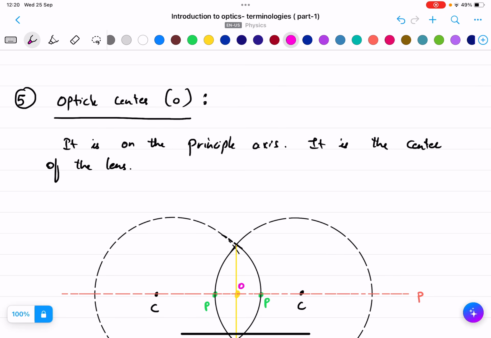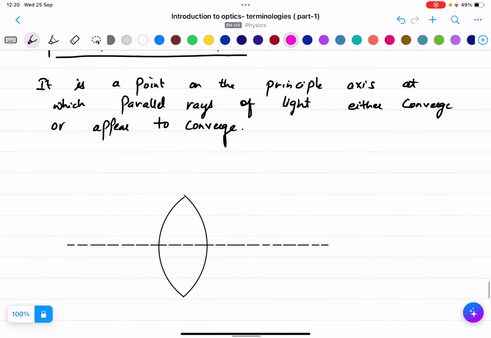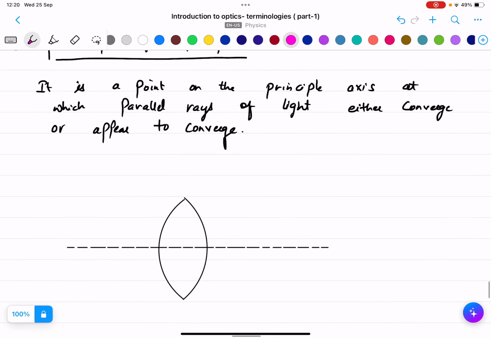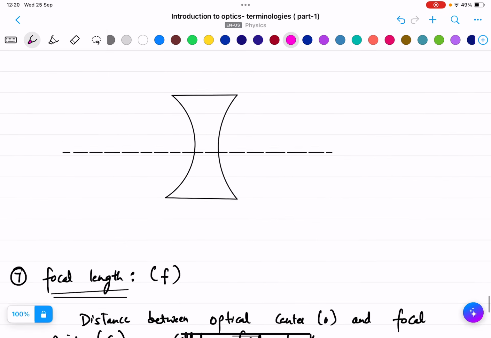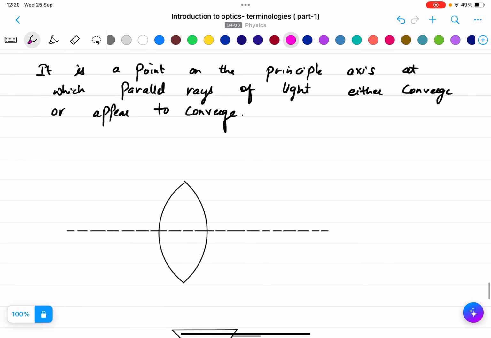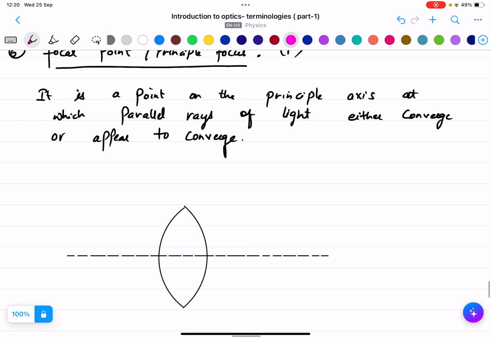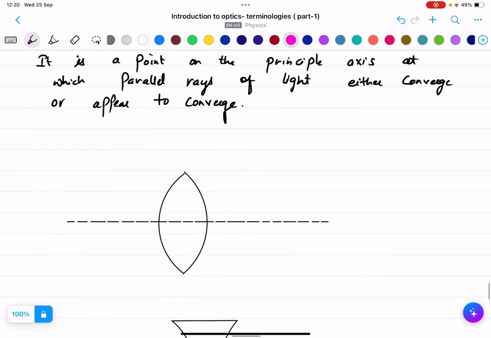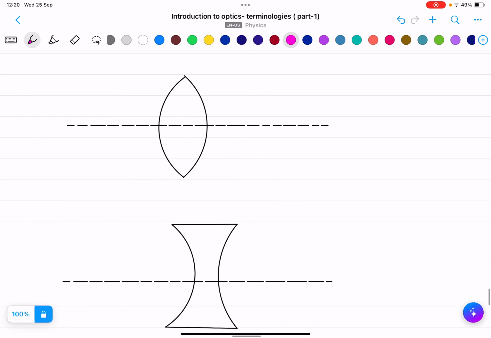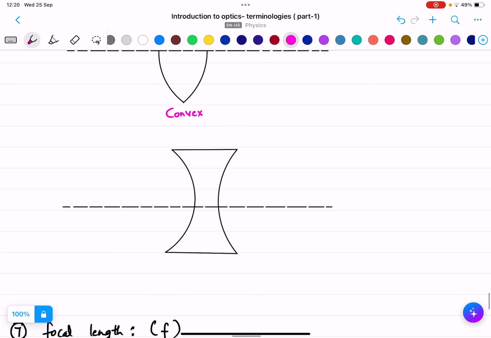Next is your focal point. What is your focal point now? It is a point on the principal axis at which parallel rays of light either converge or appear to converge. Why is it written as converge or appear to converge? I will explain now. I have shown here two lenses. One is convex and another one is concave. So I am writing here, this one is convex lens and this one is concave lens.